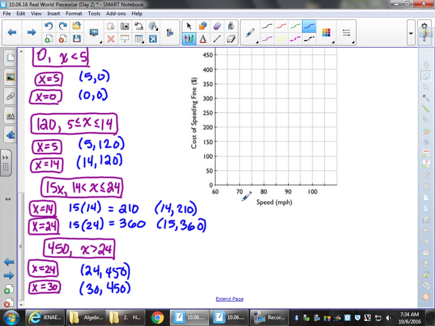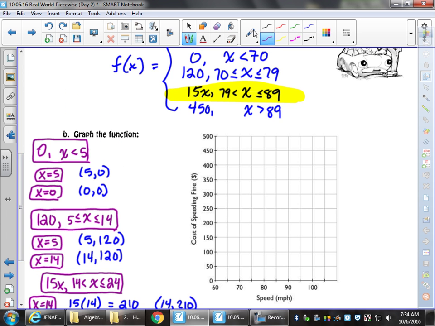Because how do we define x? X is the number of what? The number of miles over the speed limit, and what's the speed limit? So if x is the number of miles over 65, then 5 really means what? 70, 0. And now we have a point that we can graph.